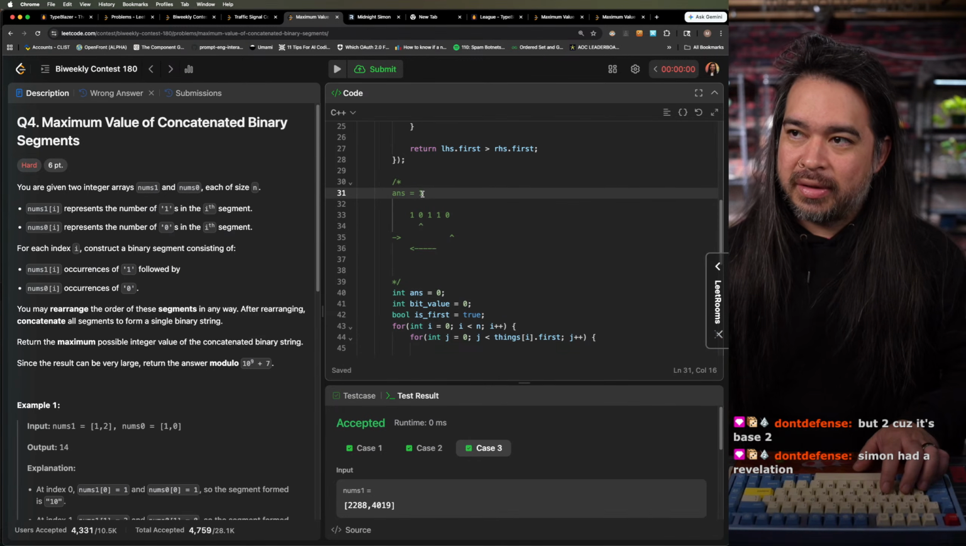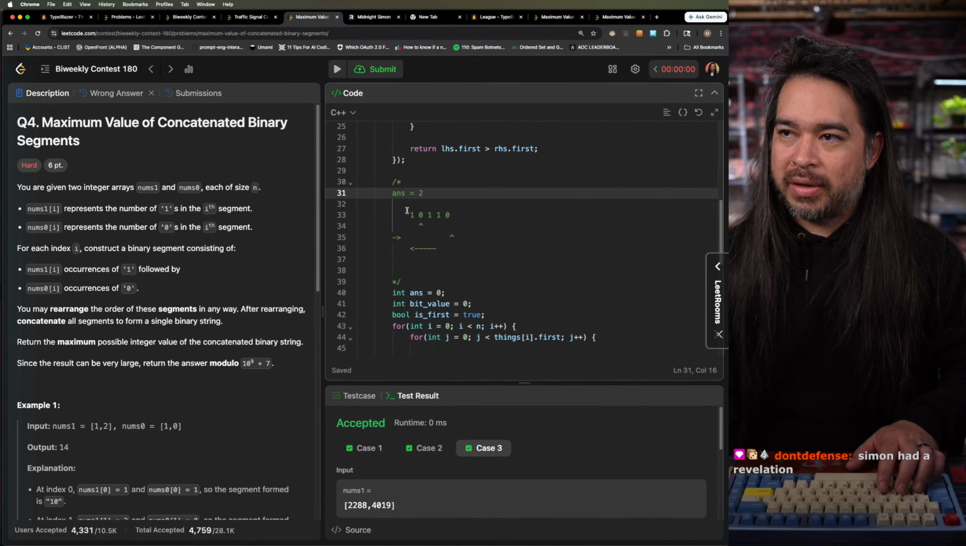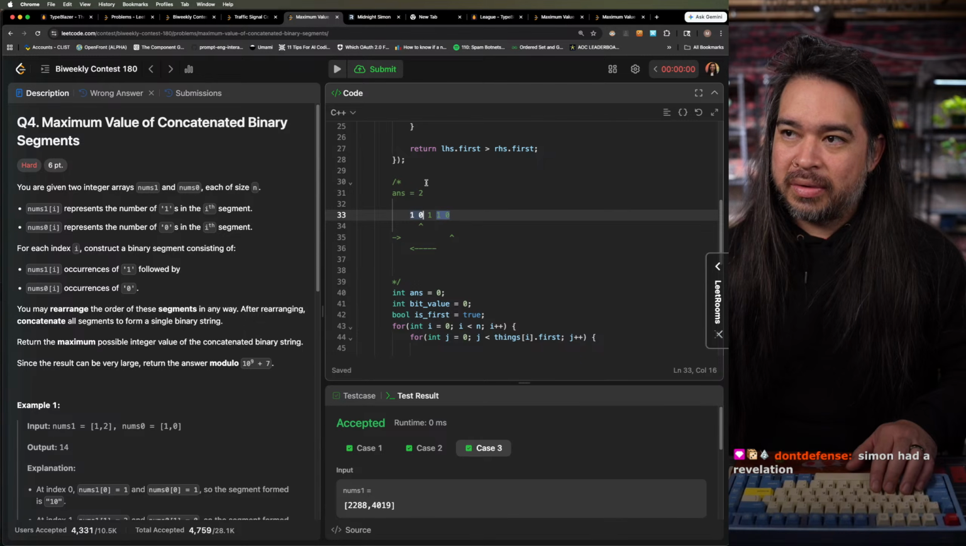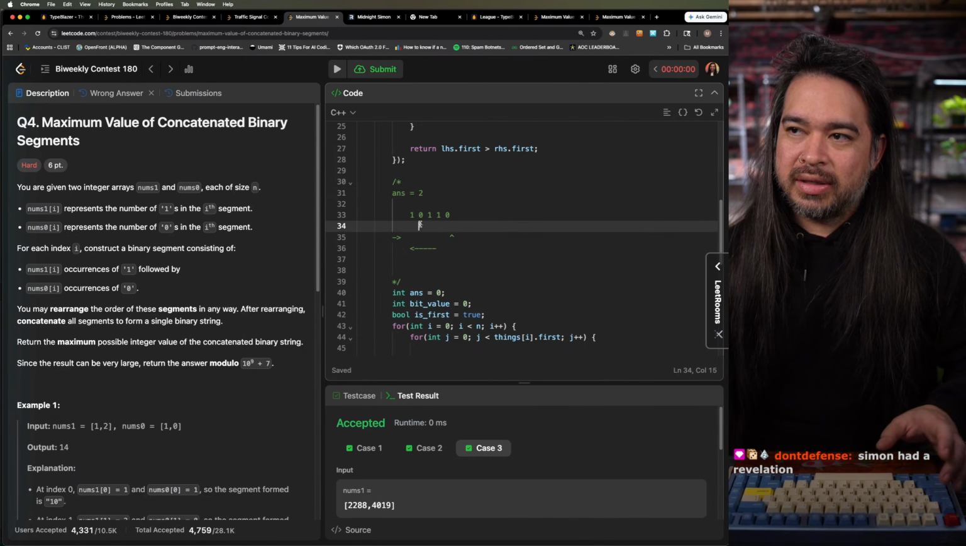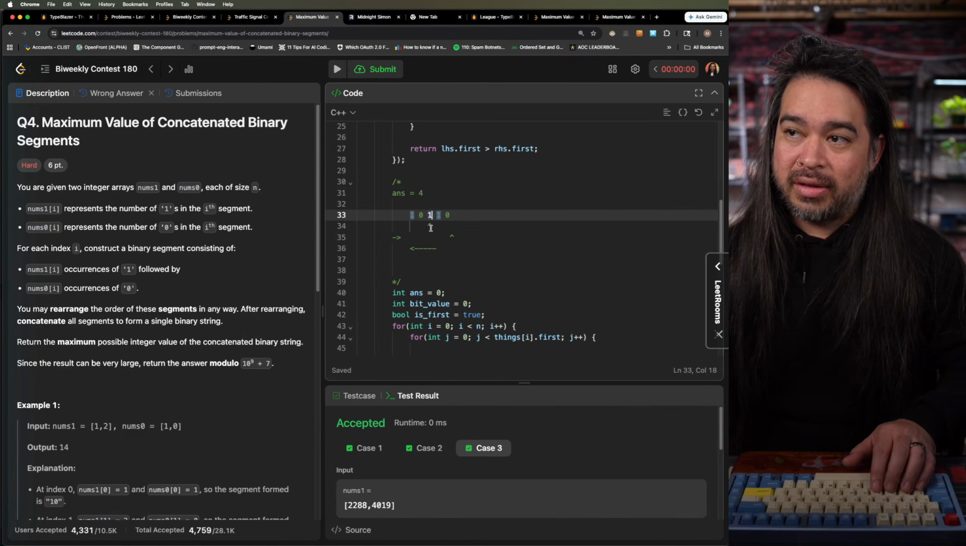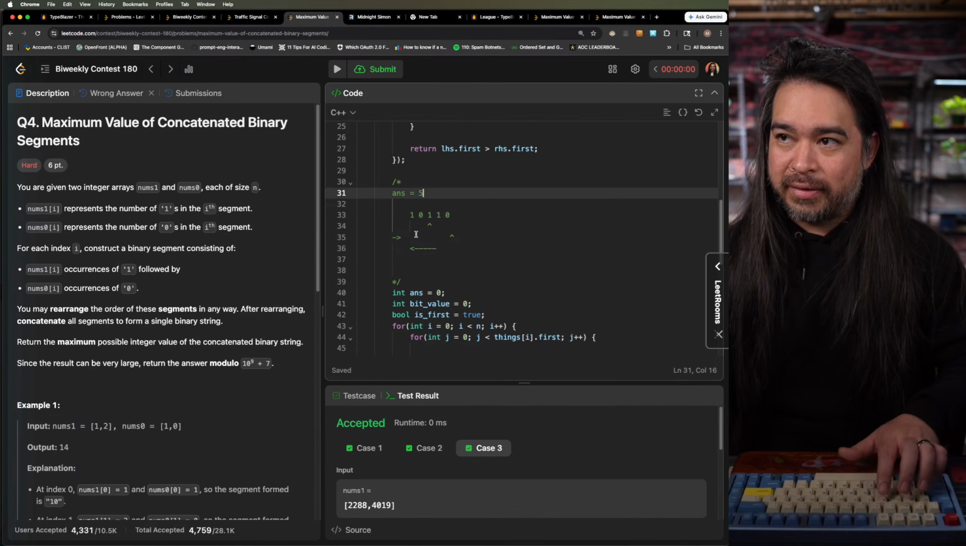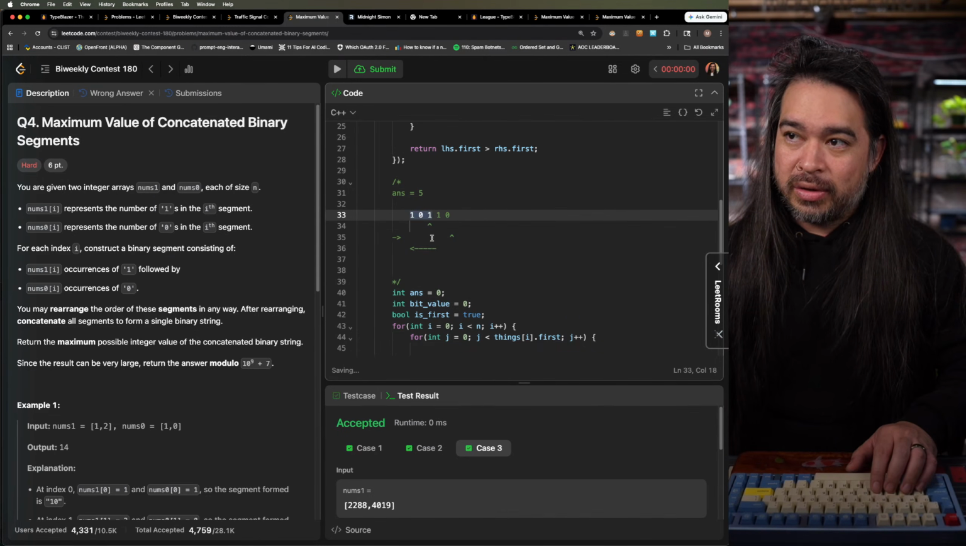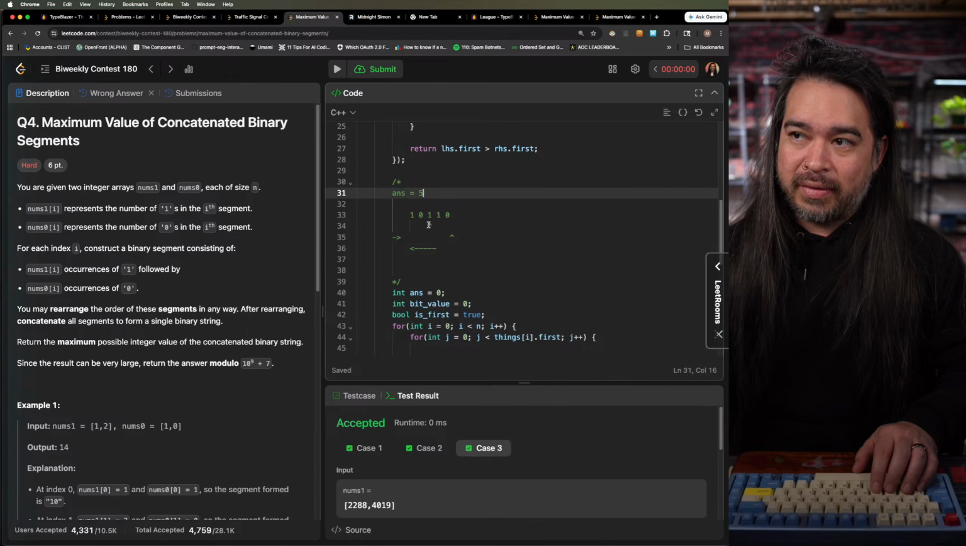Now we shift it to the right, so we multiply it by 2, because 1, 0, that would be 2 in binary. So if it's a 0, we don't do anything except we shift it again to the right. So now 1, 0, 0, this answer becomes, that's a 4. And then there's a 1, so now it's a 5. And that's 1, 0, 1. Binary is 5. That's what we're doing.